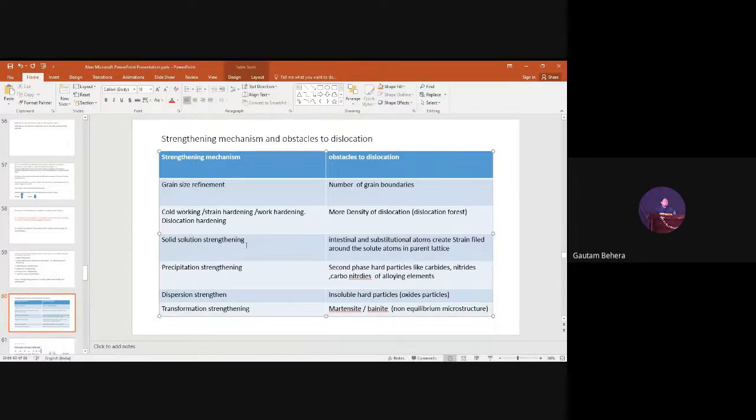In solid solution strengthening, interstitial and substitutional atoms create a strain field. The strain field is mainly the obstacle, around the solute atom in the parent lattice. Precipitation strengthening is also the same: the strain field around the precipitate. That is misfit, if you remember.